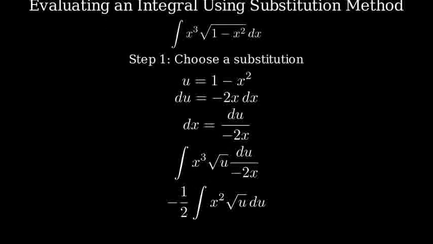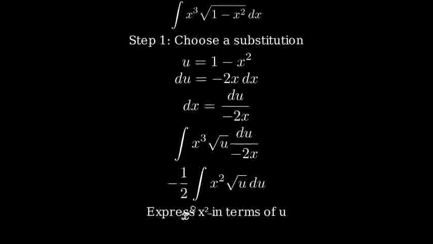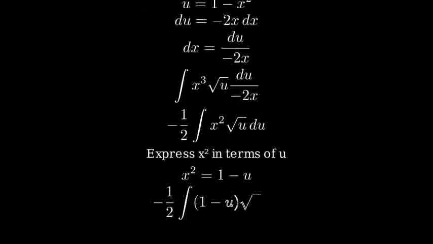Simplifying the integral, we can cancel an x from the numerator and denominator, resulting in negative 1/2 times the integral of x squared times root u du. To continue, we express x squared in terms of u using our substitution relation. x squared is equal to 1 minus u. Now let's replace x squared in our integral. So our integral becomes negative 1/2 times the integral of 1 minus u times root u du.